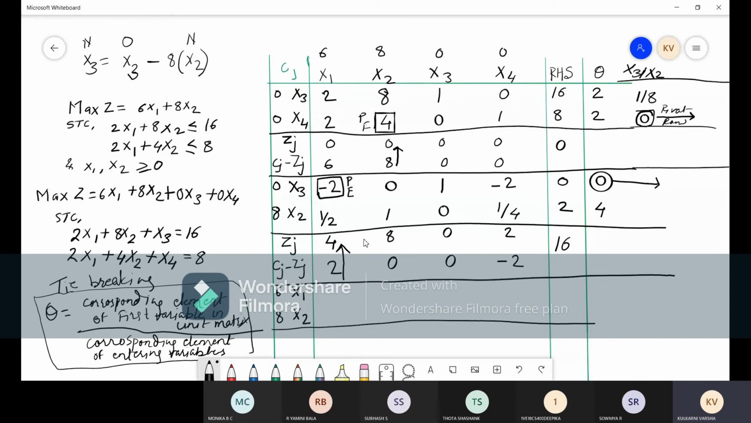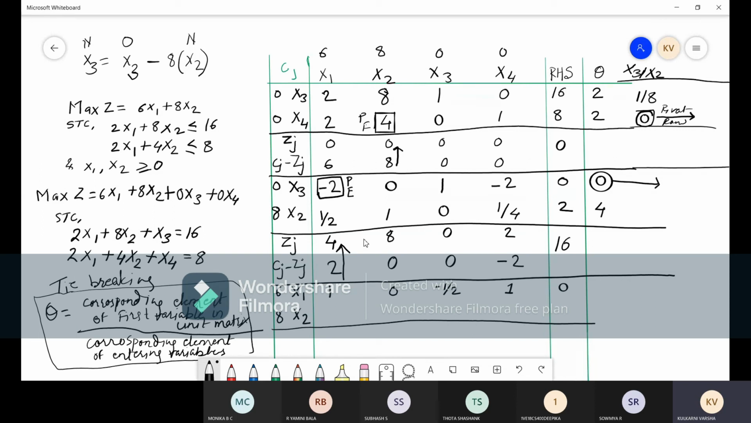For x1, how will we calculate the row values? Pivot row divided by pivot element. So minus 2 divided by minus 2, 1. 0 divided by minus 2, 0. 1 divided by minus 2, minus 1 by 2. Minus 2 divided by minus 2, 1. 0 divided by minus 2, 0. Then we'll go for x2.